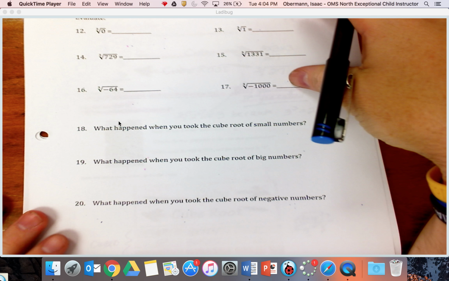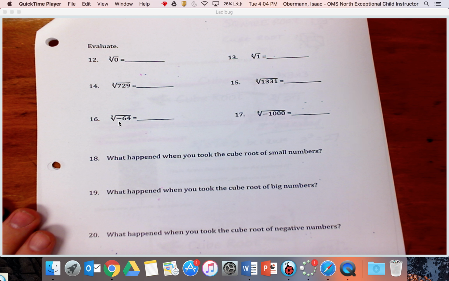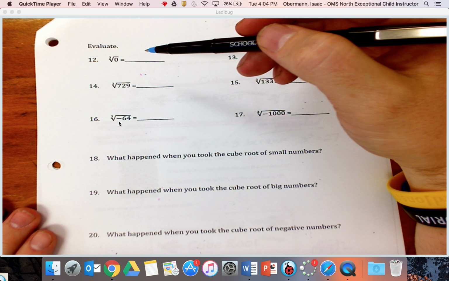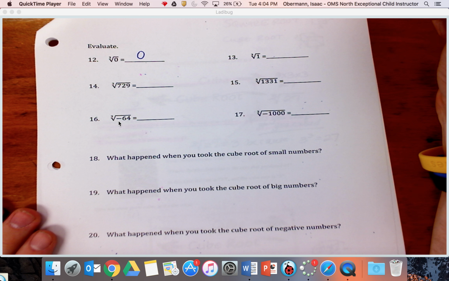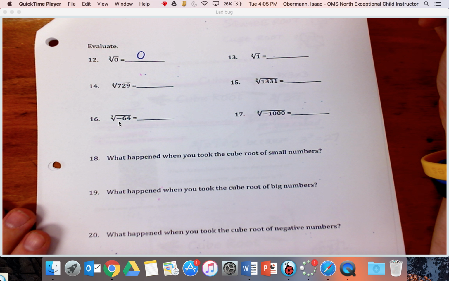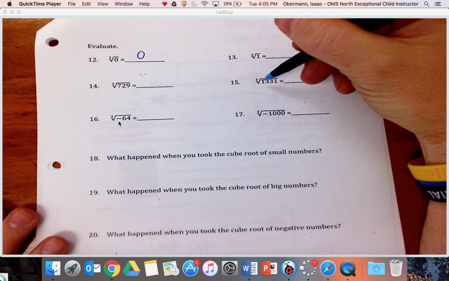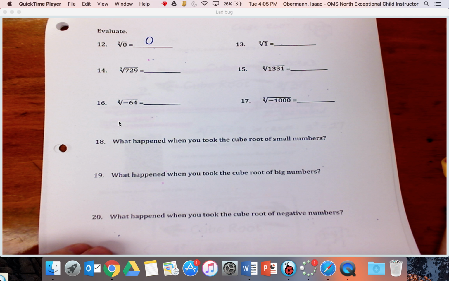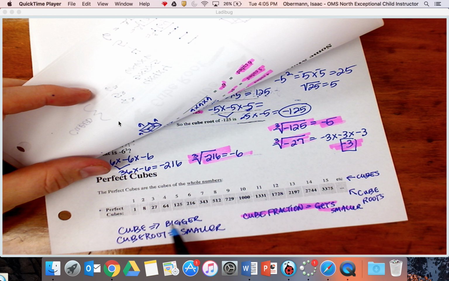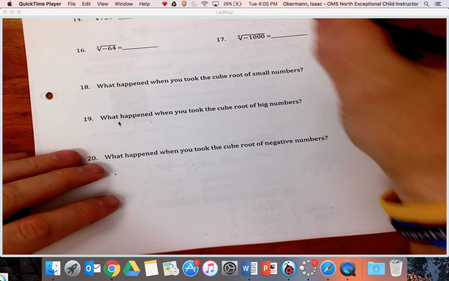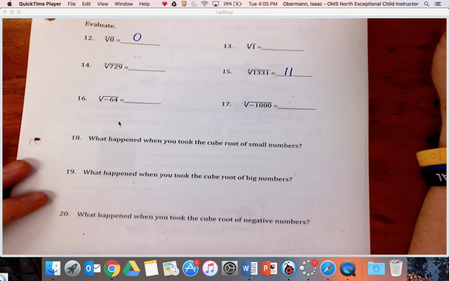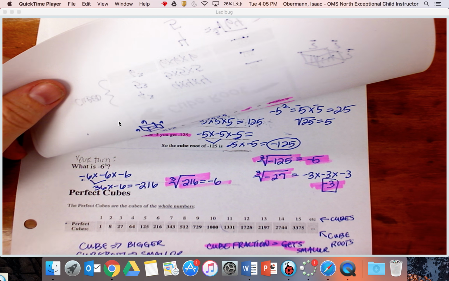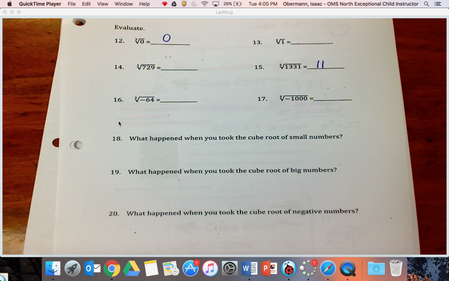Then we have over here, I'm going to do 2 of these with you. So if I do these here, you can see the cube root of 0. I'm going to do number 12. Well, the cube root of 0 is 0, because 0 times 0 times 0 is 0. The next one here is the cube root of 1331. Well, what is the cube root of 1331? I can look back on my little chart and I notice, bam, there it is. It's 11. So 11 times 11 times 11 gives me 1,331.